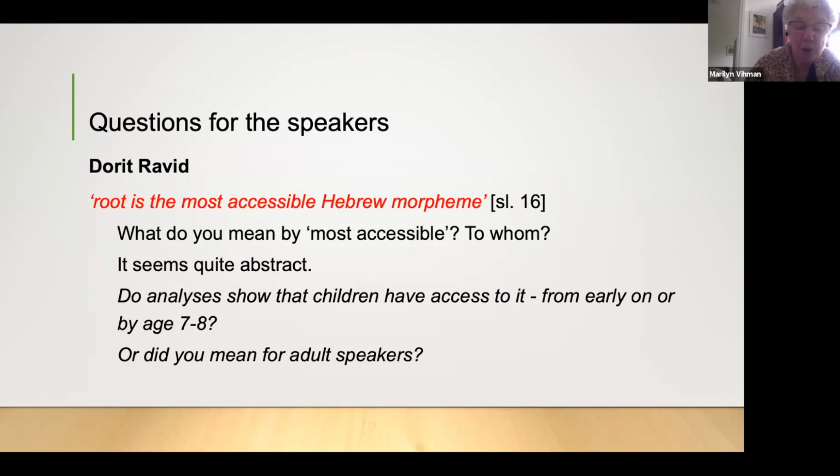The root seems very abstract to an outsider, because it's not always that you get CV. You can get CVCC or CCVC. The three consonants move around in terms of where they co-occur with the vowels, and picking out that root is not so easy for somebody who doesn't know Hebrew. So I'm wondering, why does she say that? And is it the case that children seem to have access to it from early on, or by 7 or 8, or was she perhaps talking about adult speakers? So that's a question for Dorit.